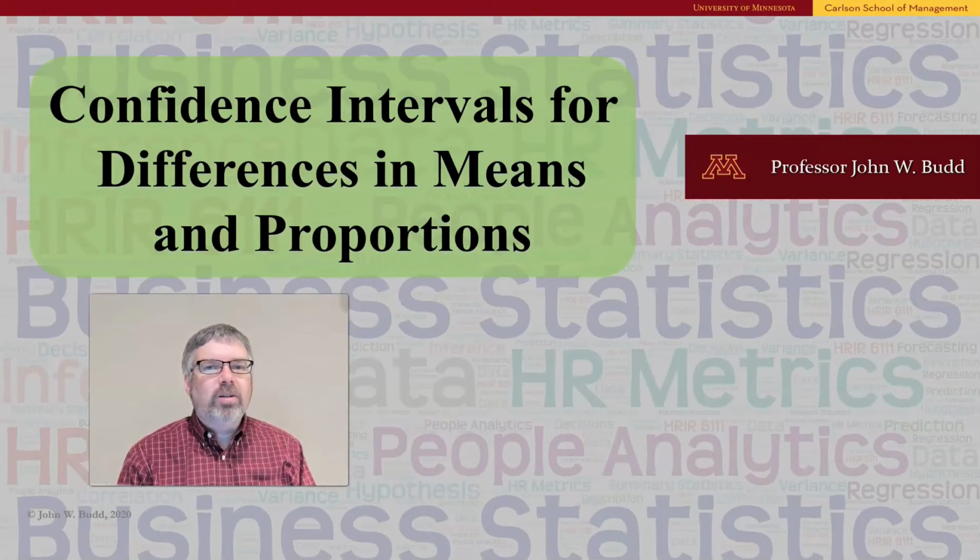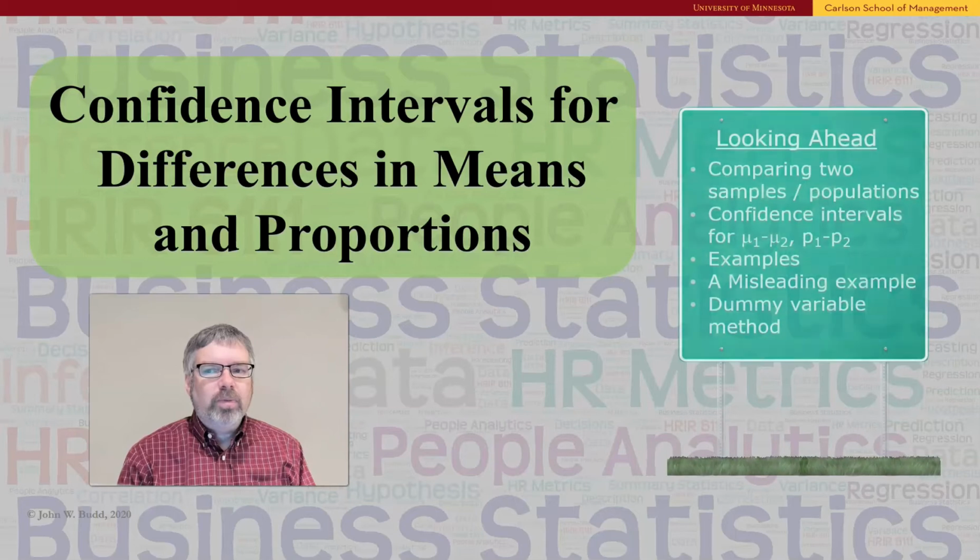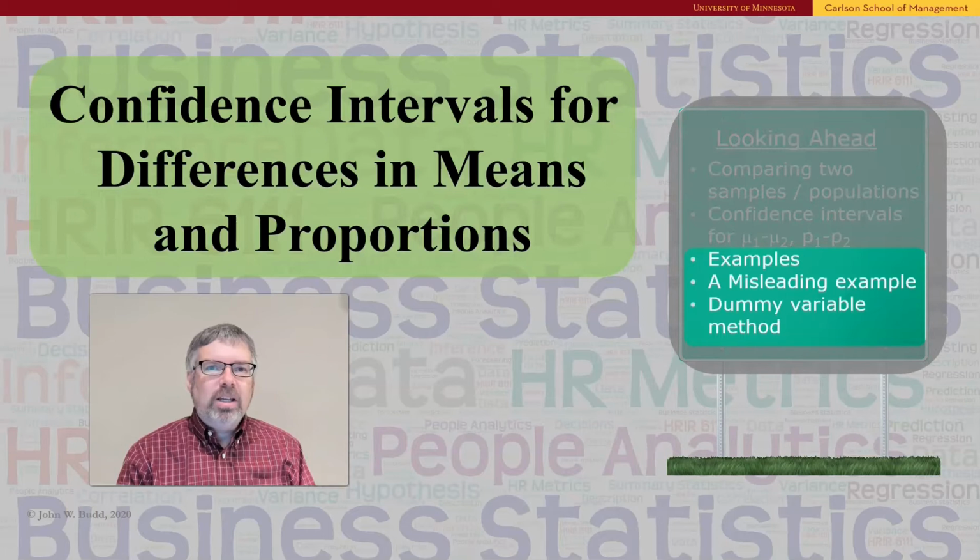Welcome to the second video on confidence intervals for differences in means and proportions across two samples. In the first video, we went through the sampling distributions and constructed the formulas for finding a confidence interval for the difference in two means or two proportions. In this video, I'm going to do a basic example of each of these.